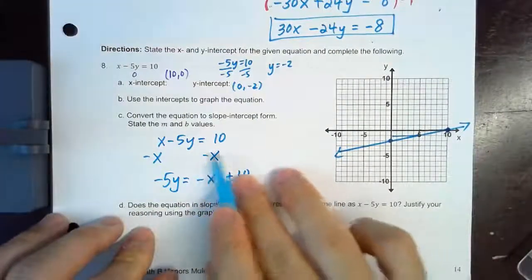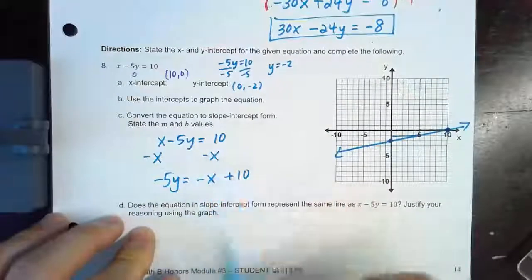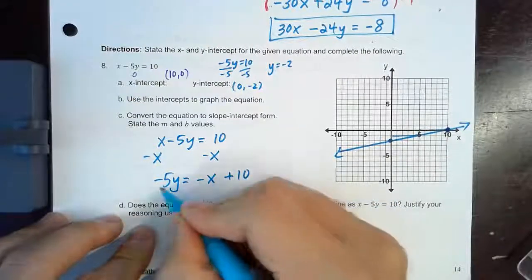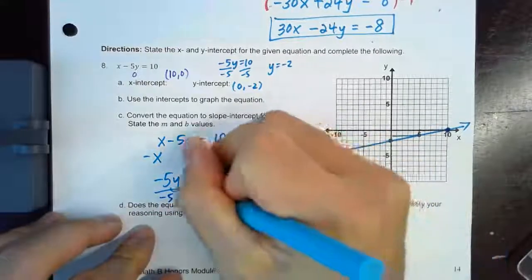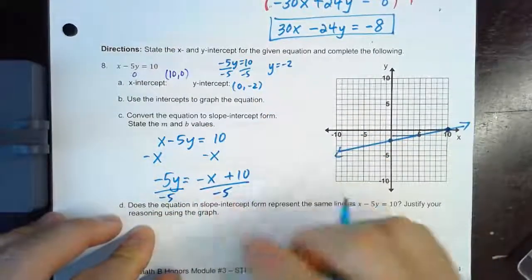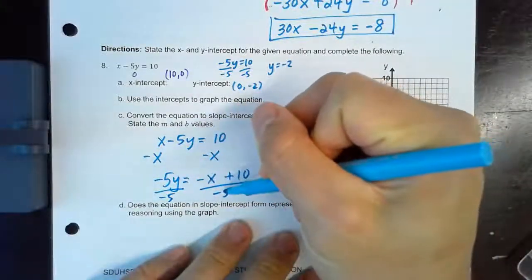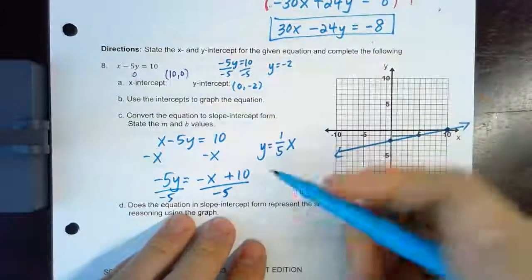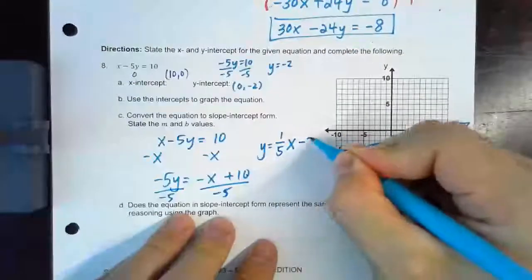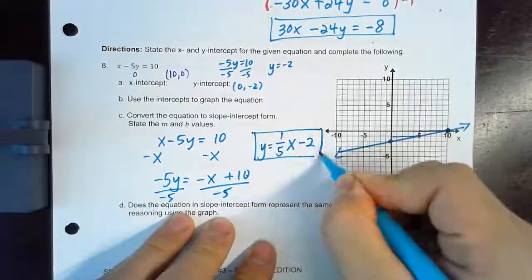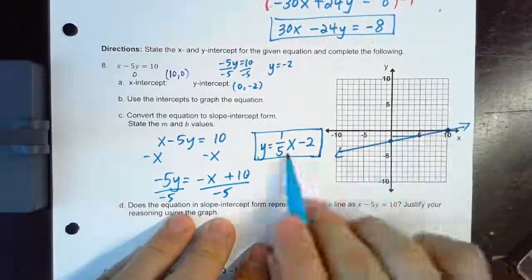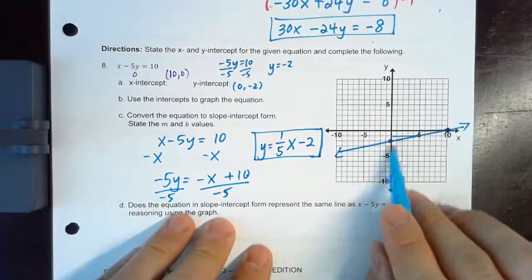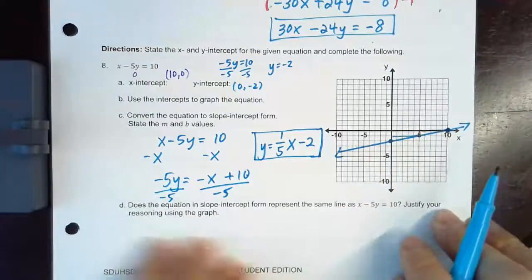Notice how you always want to put the negative x, or whatever x value you have, in the front of your expression on the right side, because we always want the slope as the first value, right? Negative 1 divided by negative 5 ends up being a positive 1/5 x. And then 10 divided by negative 5 is negative 2. You can see that does match what we've shown on the graph. 1/5 is the slope, and 0, negative 2 is my y-intercept.